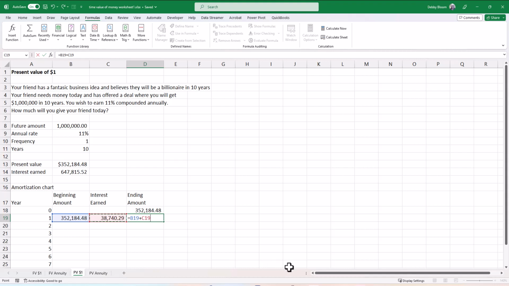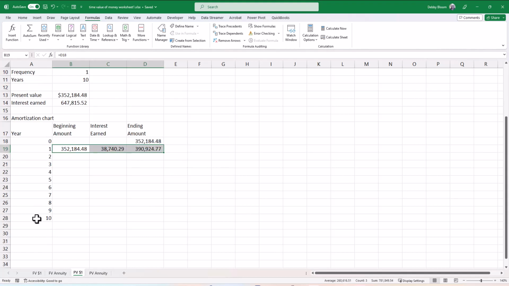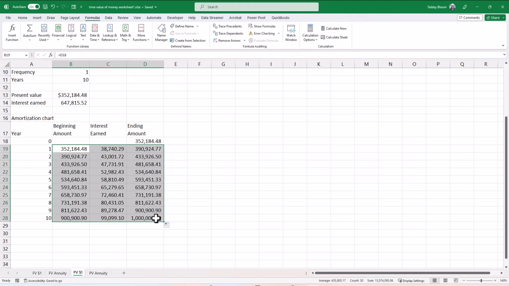B19 plus C19. At this point, we're all done, and we're correct if at the end of 10 years, we come down to exactly $1 million. So I'm going to select the range B19 to D19, and because I've already set up the 10 years, all we need to do is double-click that fill handle, and notice how we come down to exactly $1 million at the end of 10 years.